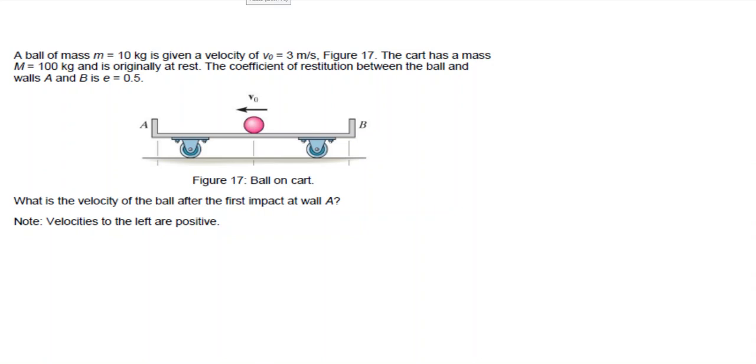Hi everyone. Here is a ball with mass of 10 kilograms, and it has got an initial velocity of 3 meters per second. So the mass of the ball, m of the ball, is 10. And we have the mass of the cart. Mass of the cart is 100 kilograms.